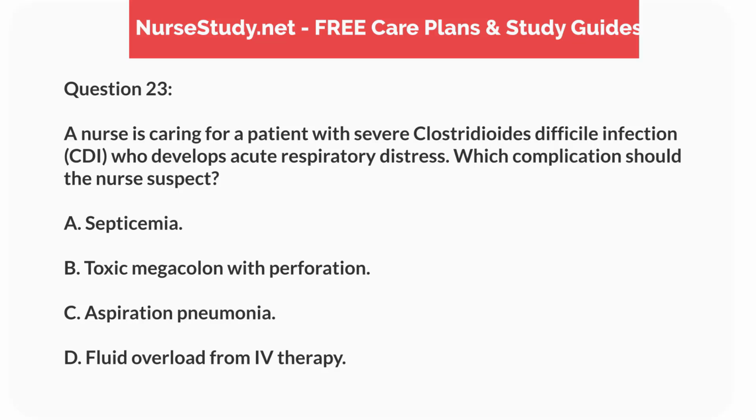Question 23. A nurse is caring for a patient with severe Clostridioides difficile infection, CDI, who develops acute respiratory distress. Which complication should the nurse suspect? A. Septicemia. B. Toxic megacolon with perforation. C. Aspiration pneumonia. D. Fluid overload from IV therapy.